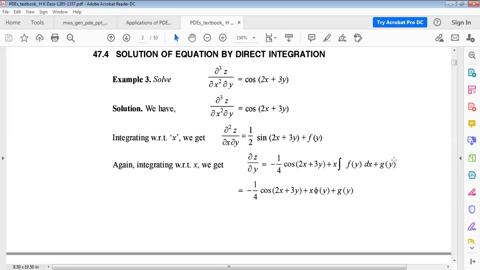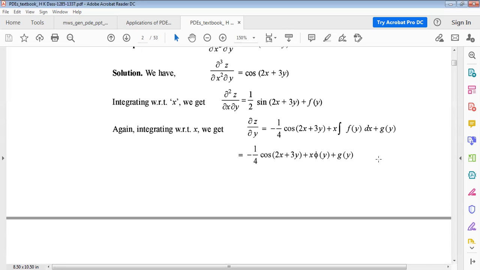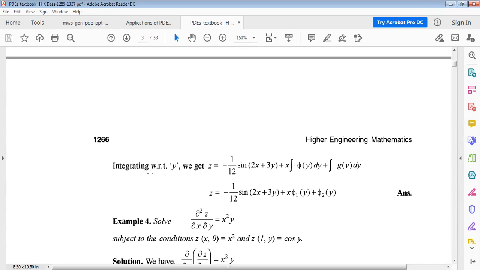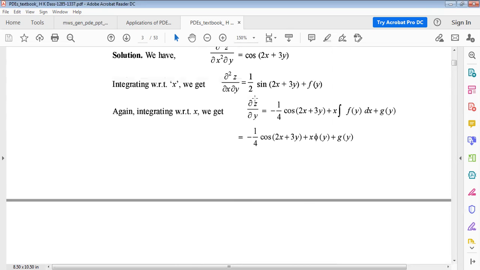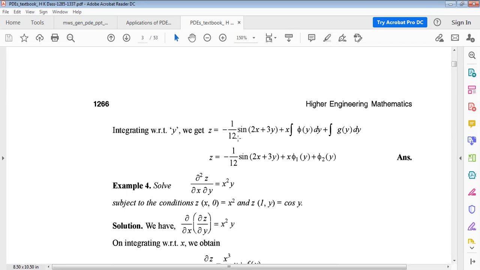This is the integral constant, another constant, and this is the function of y. So this can be written as another integration. This can be written as phi y dy. Integrating with respect to y, we get only z. So z, then this is the integration sign. After integration, this will be x into phi 1 y and phi 2 y. This will be the solution of the partial differential equation.